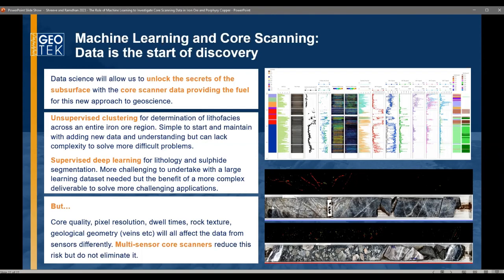But the opportunity is absolutely massive. Data science and core scanning really are hand in hand, and they're just the start of the discovery of what we're going to have to come.